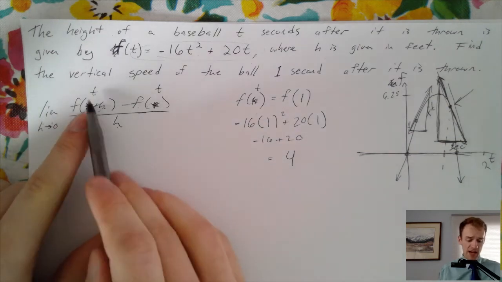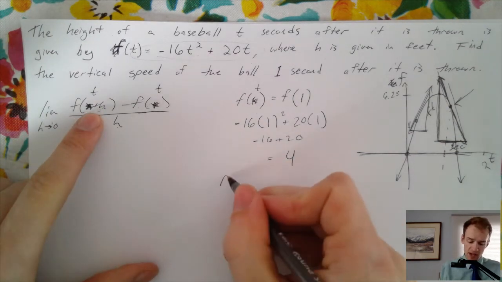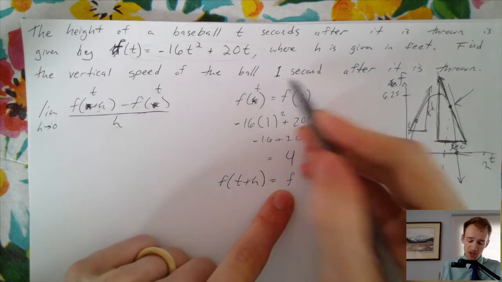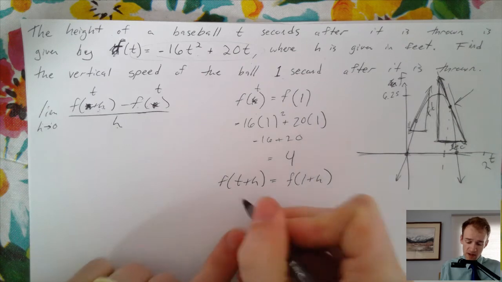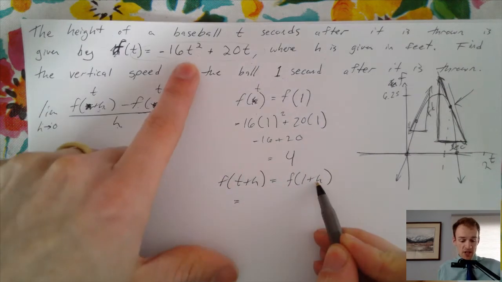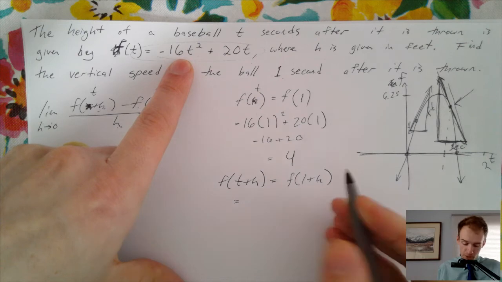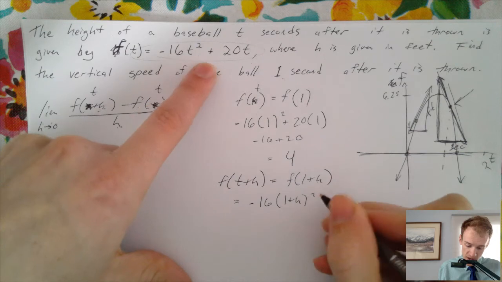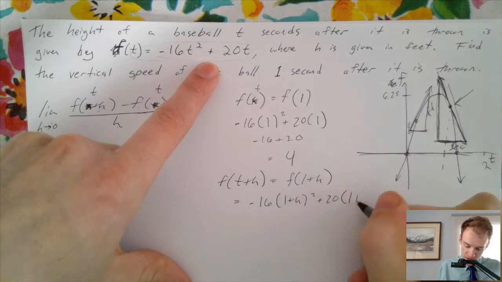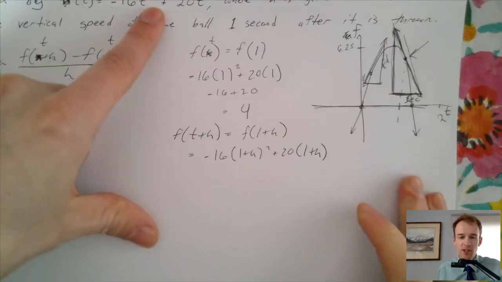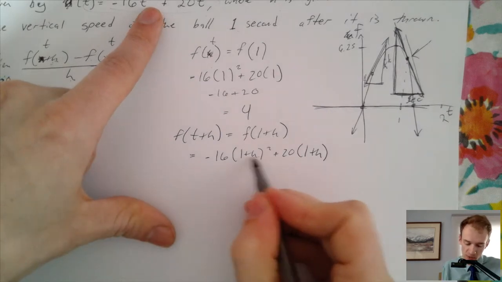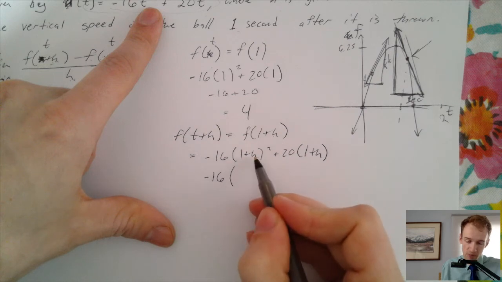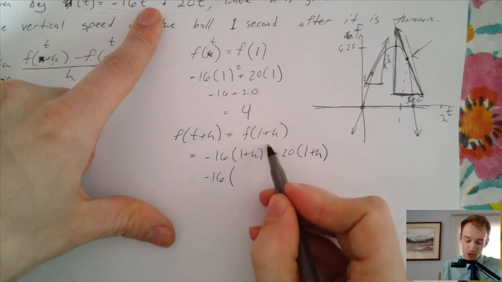Let's also find f of t plus h. Well, t is 1, so that's f of 1 plus h. So we just plug 1 plus h in there for our function. Negative 16 times 1 plus h squared plus 20 times 1 plus h. We've got some simplifying to do here. I am going to square the 1 plus h first. So I've got negative 16 times 1 plus h squared. I don't distribute the exponent here.